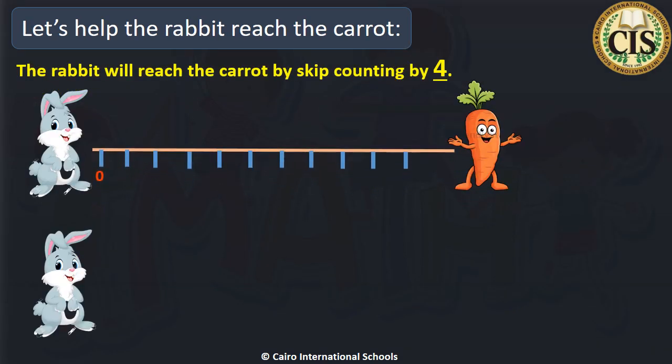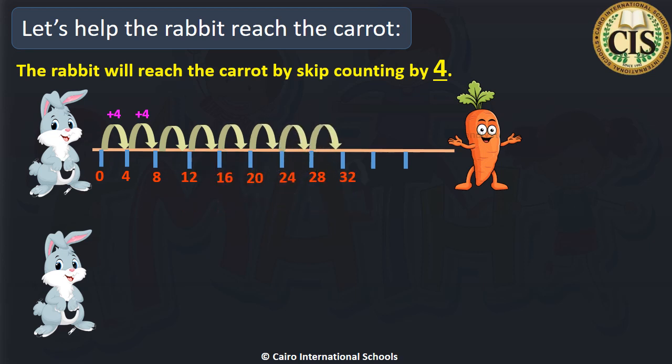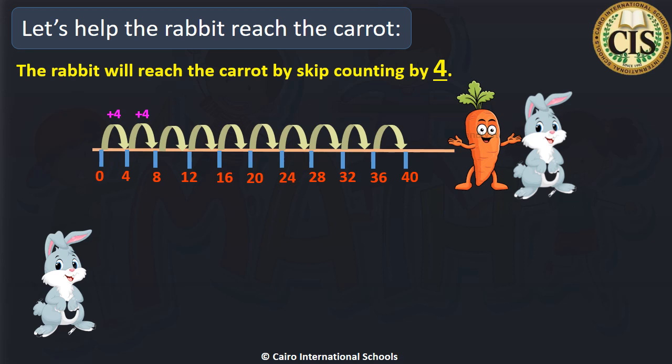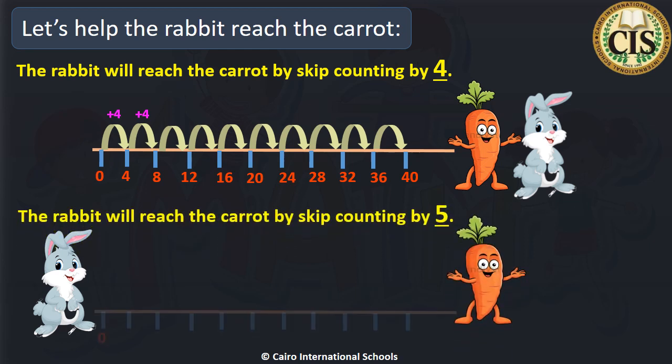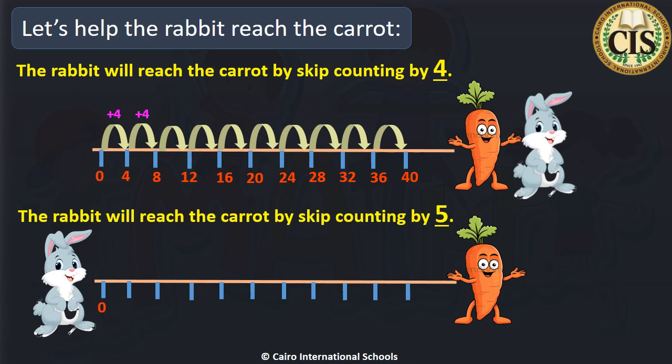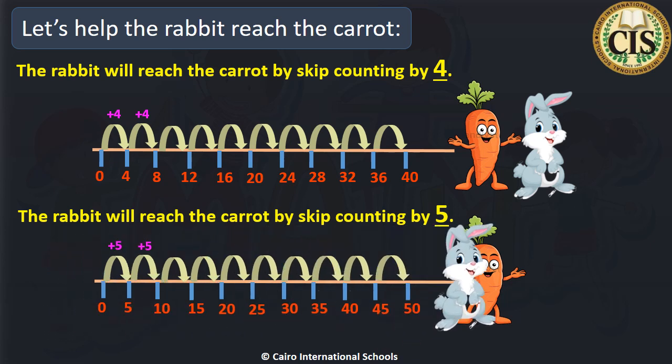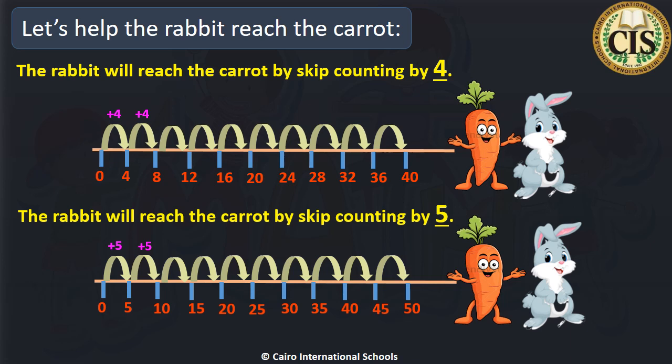Now, Bunny wants to reach the carrot by skip counting by 4. 4, 8, 12, 16, 20, 24, 28, 32, 36, and 40. Yeah, congratulations, Bunny. Bunny will reach the carrot now by skip counting by 5. 5, 10, 15, 20, 25, 30, 35, 40, 45, 50. Congratulations, Bunny.